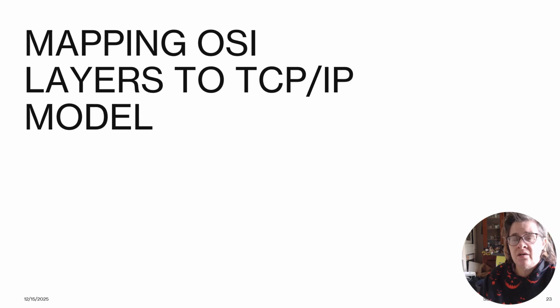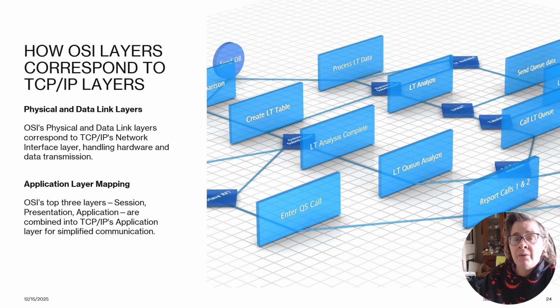Understanding how the more detailed OSI model's layers correspond to TCP/IP layers helps clarify networking concepts and protocol alignment. For example, OSI's physical and data link layers map to TCP/IP's network interface layer, while OSI's top 3 layers combine under the TCP/IP's application layer. So the top 3 layers are session, presentation, and application, and they are combined in the TCP's application layer. It's more simple to understand.